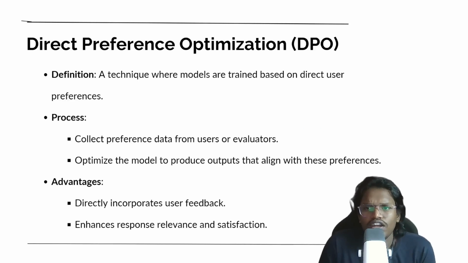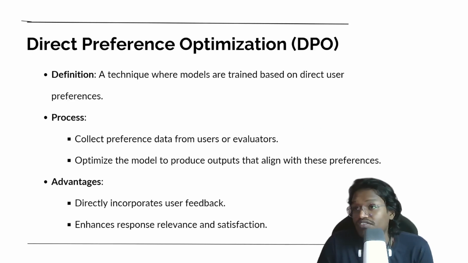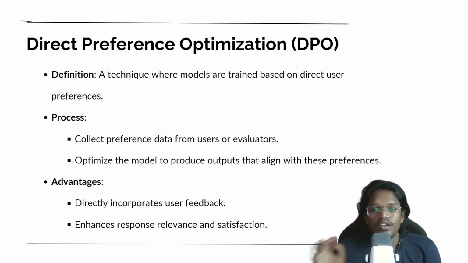So now that you have an idea of SFT, now let's see about DPO. DPO is a technique where models are trained based on direct user preferences.